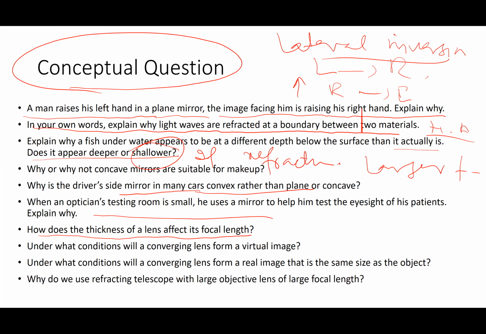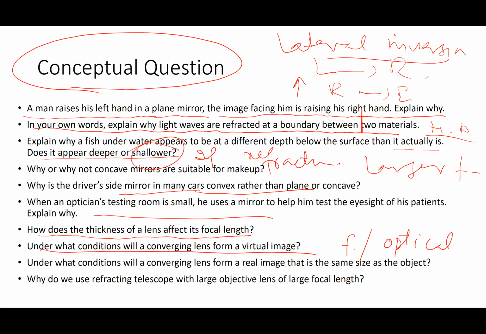Under what condition will a converging lens form a virtual image? If the object is lying between the focus point and the optical center.